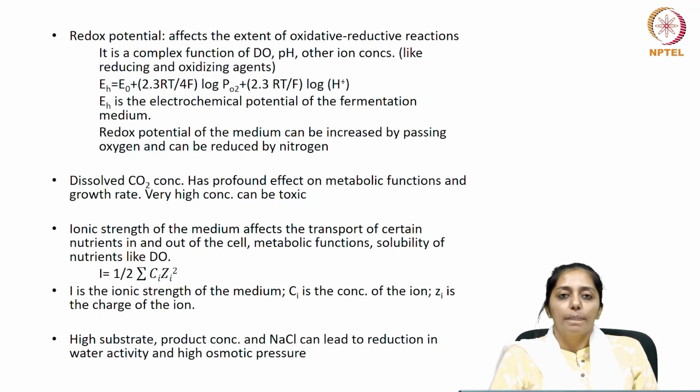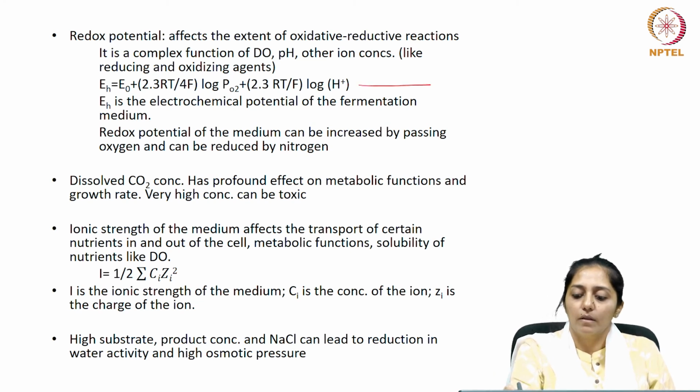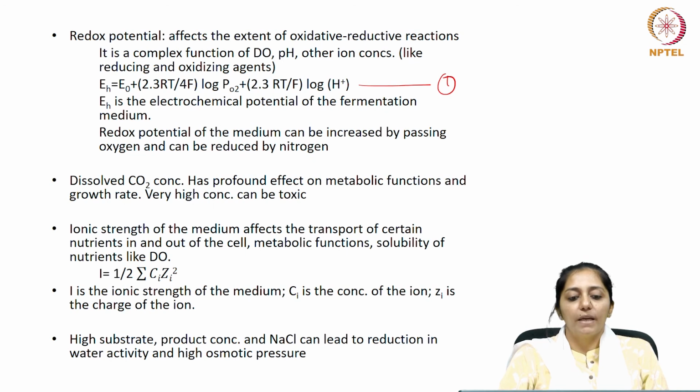So redox potential also affects the extent of oxidative and reductive reactions in the fermentation. It is said to be a complex function of dissolved oxygen, pH, and other ion concentrations like reducing or oxidizing agents if present in the medium. So if you see equation 1, it is one of the ways in which the redox potential has been demonstrated, where EH is the electrochemical potential of the fermentation medium. The redox potential of the medium can be increased by passing oxygen and can be reduced by nitrogen.